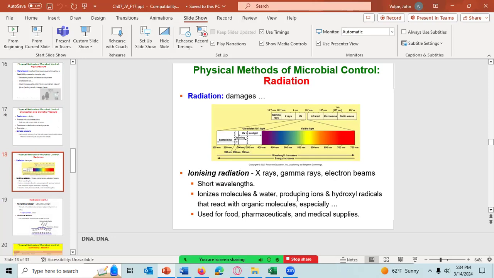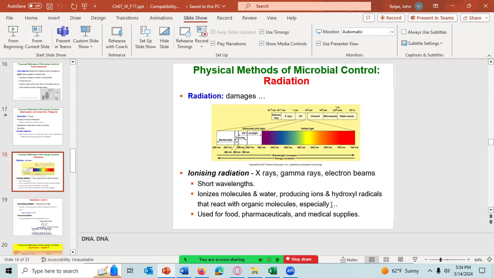And when they hit a molecule, they create ions, meaning they will hit an electron, the electron will absorb that energy, and that will throw the electron out of orbit from the atom or the molecule, creating an ion. The ion then can react with other molecules like DNA, and that will mutate and eventually kill the cell.